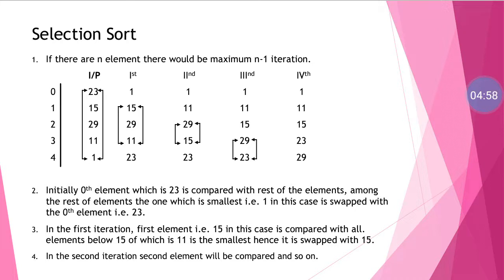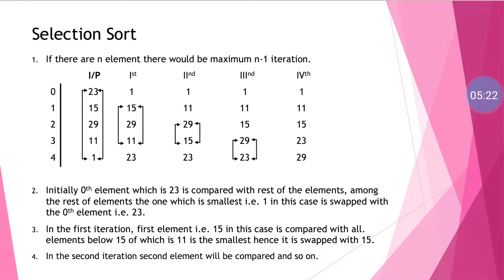So 23 will be compared with all the elements below it, that is 15, 29, 11 and 1, and among 15, 29, 11 and 1, the one which is the smallest will be swapped with the 0th element. So in the first iteration 1 will come to the 0th position and 23 will come to the last position, whereas 15, 29 and 11 will be at their positions.